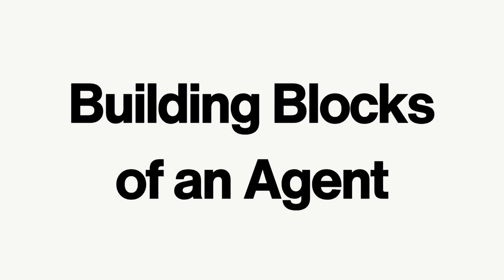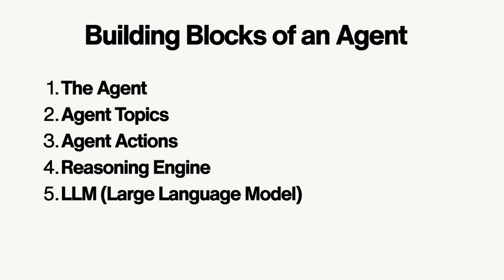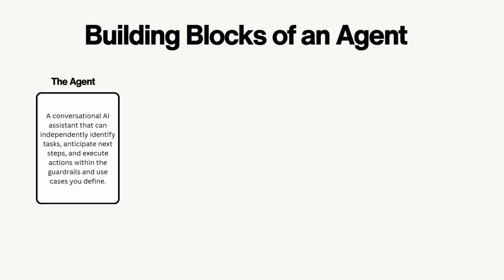In this video, I'm going to go over the 5 building blocks of an agent. The 5 building blocks being the agent, agent topics, agent actions, the reasoning engine, and the LLM. So the agent is the conversational AI assistant that the end user is going to be communicating with.